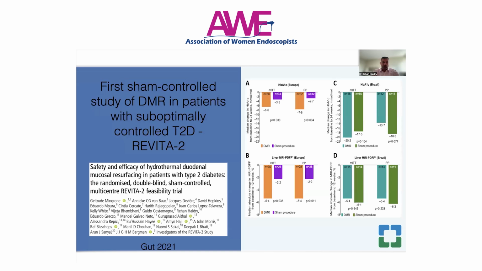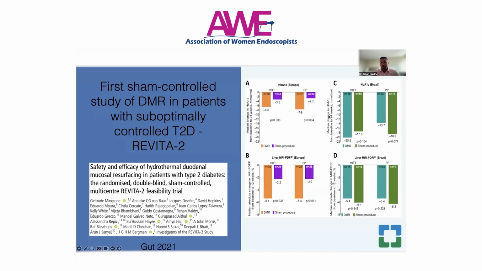So what do the data show? There have been many prospective first-in-human single-arm trials, but I think probably the landmark trial is this sham-controlled study, which was carried out across Europe and across South America. It looked at patients with poorly controlled type 2 diabetes in whom we either did the Revita duodenal resurfacing procedure that I just demonstrated to you, or they had a sham procedure and then crossed over.